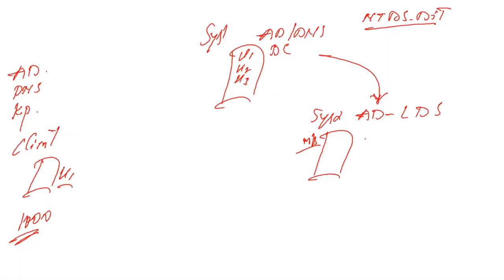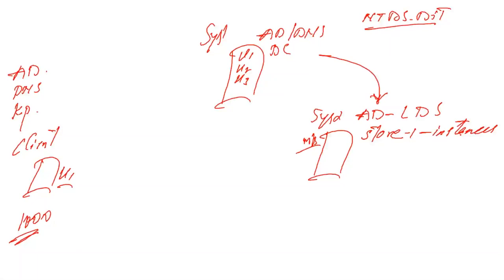So we can go to this machine with the Lightweight Directory Server, and we have to create some stores. Store means what? Groups. We are creating one database here. And these stores are technically called instances. It's called what here? Instance.